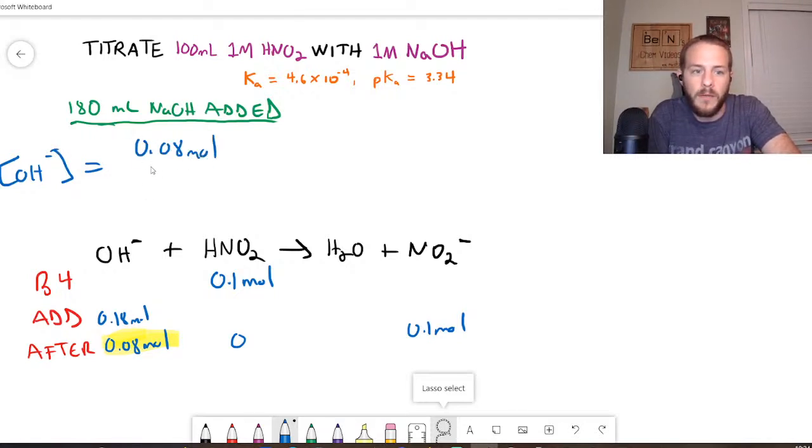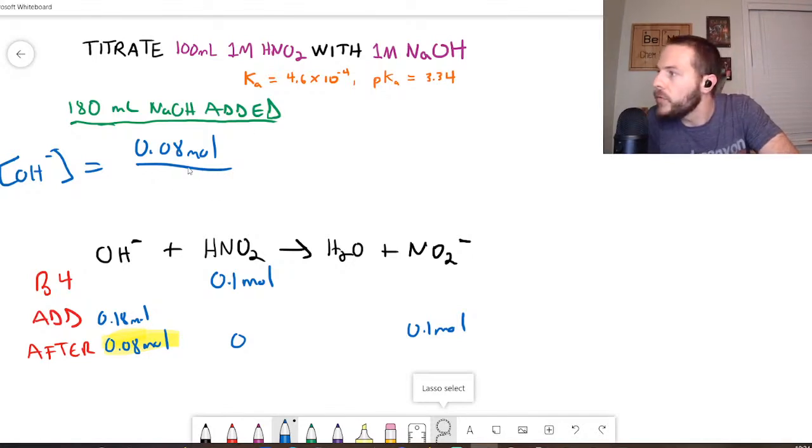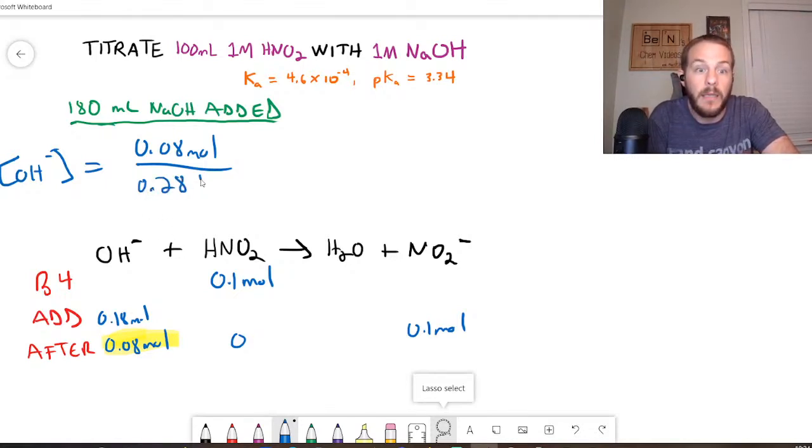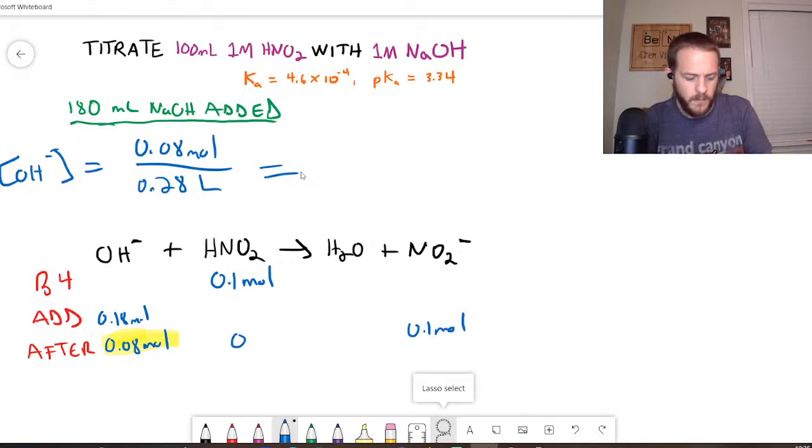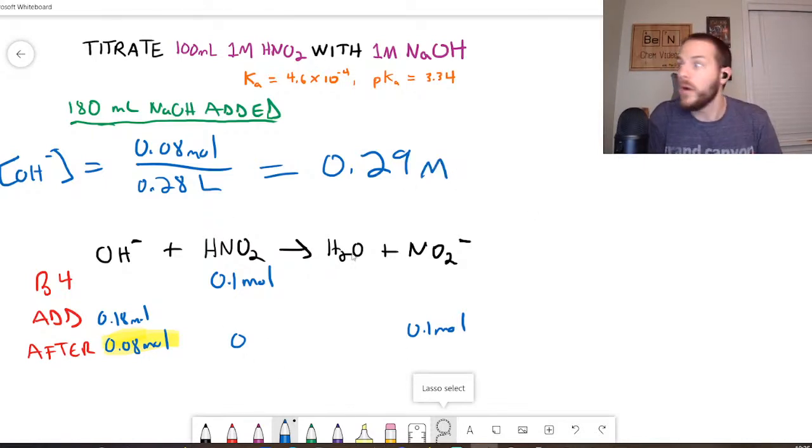Okay, so now we can get the concentration of OH minus by taking the amount of it in moles, 0.08 moles, and dividing that by the total volume. The total volume in this case is the 100 milliliters that we had in the beginning plus the 180 milliliters that we added. That's 280 milliliters, or 0.28 liters. So we get 0.08 divided by 0.28, which ends up being a concentration of 0.29 molar. I'll just do two decimal places here. That's our hydroxide concentration.